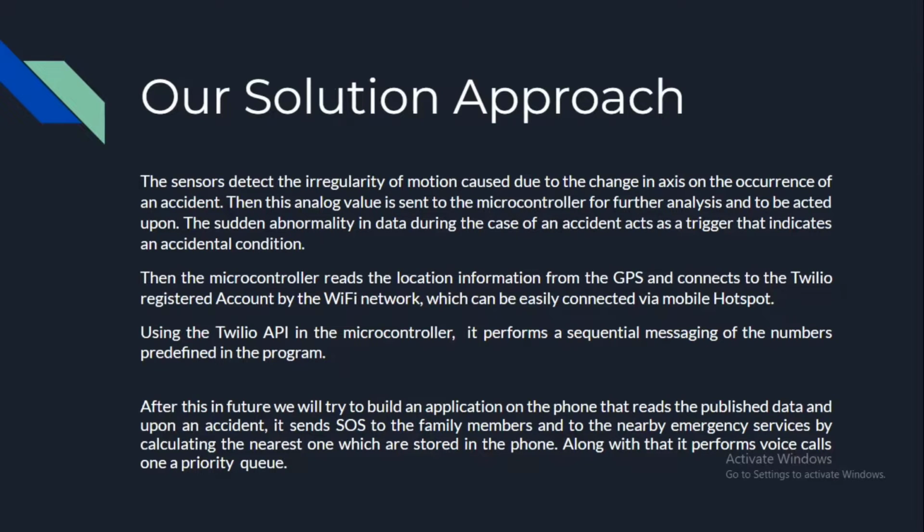Then the microcontroller reads the location information from the GPS and connects to the Twilio registered account through the Wi-Fi network, which can be easily connected via mobile hotspots. Using the Twilio API in the microcontroller, it performs sequential messaging of the numbers predefined in the program.